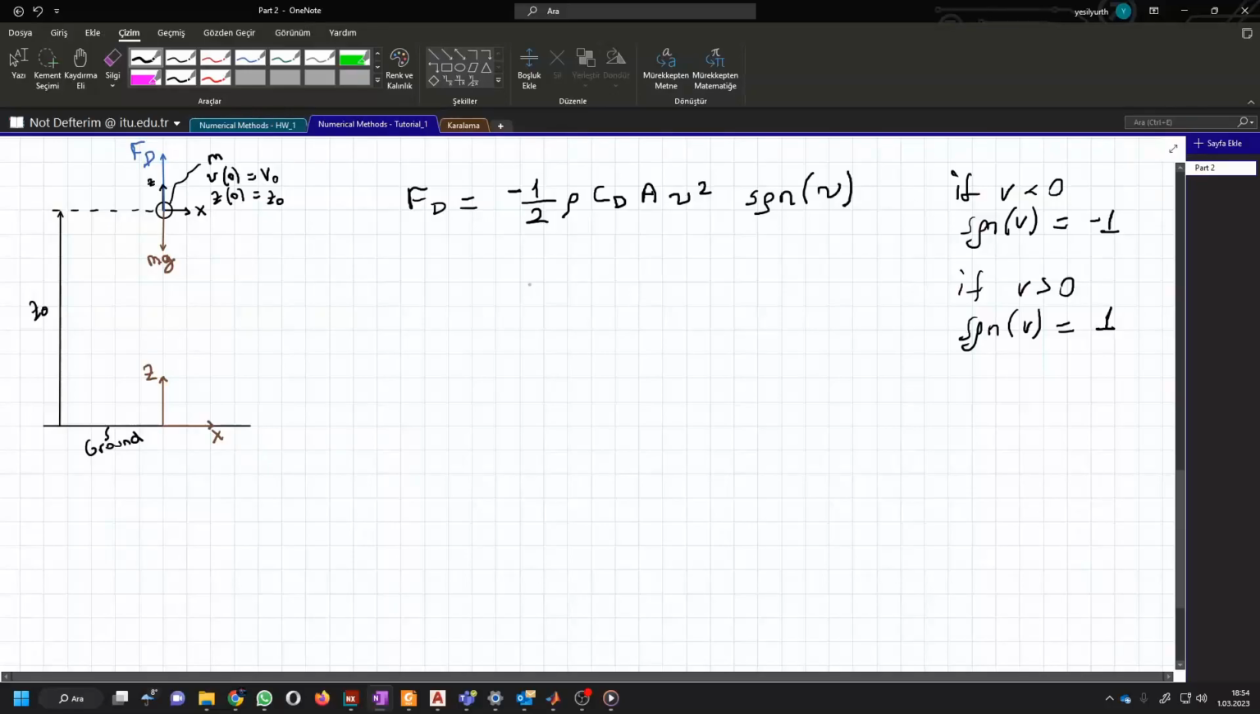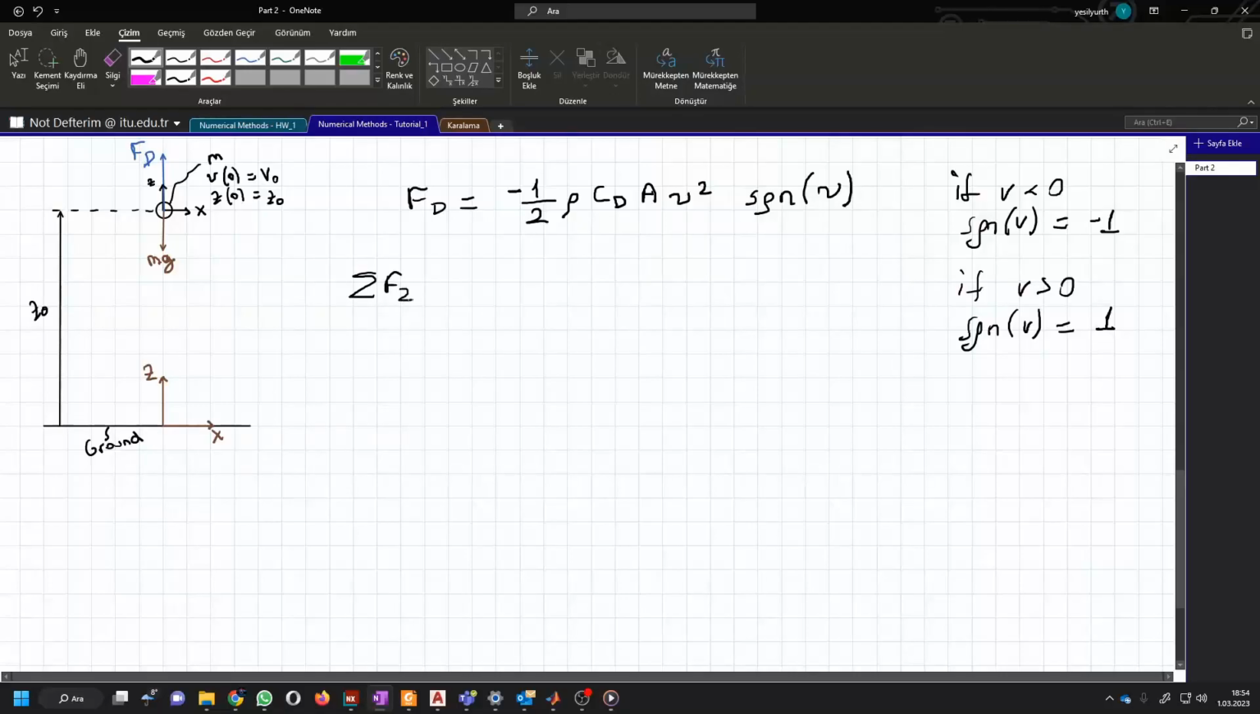In our particular problem, I will try to solve the equation for a free fall, or a motion with a downward initial velocity, so that I will guarantee the velocity to be always towards the negative z direction. So let us write down the equation of motion first.